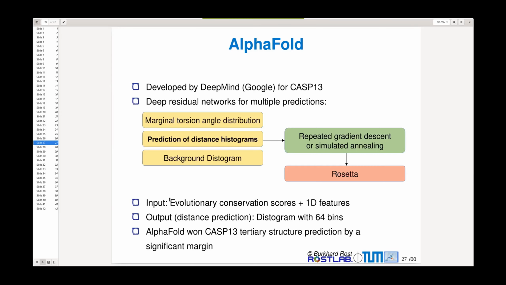So what they use as input is still the classical way of doing it. They use evolutionary conservation scores, so the correlations we get from MSAs, still the same approach, plus some additional 1D features like predicted secondary structures and some others. And the output, as I said, is the distance probability distributions. In their case, they use 64 bins. This number of bins is not really that important. AlphaFold uses 64. I use 42. Other methods use 25. As long as the distance interval that you cover is reasonable, that is usually what you need.